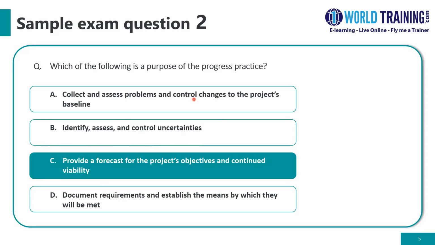Yeah, indeed C, because the progress practice establishes mechanisms to monitor and compare actual achievements against those planned. Also, to provide a forecast for the project's objectives and continued viability, and to control any deviations causing an exception.